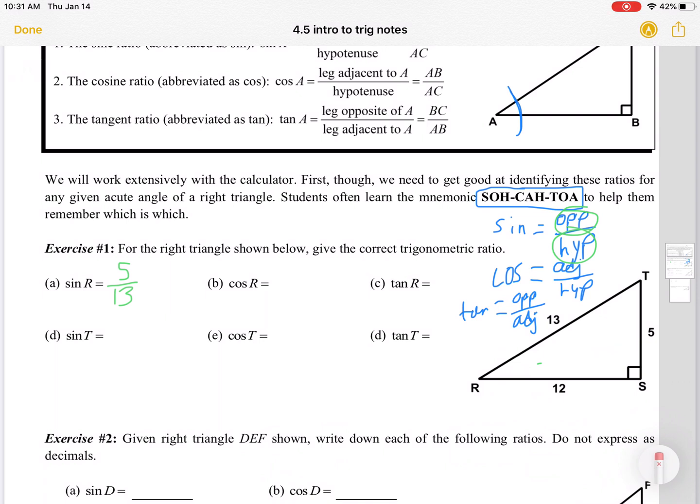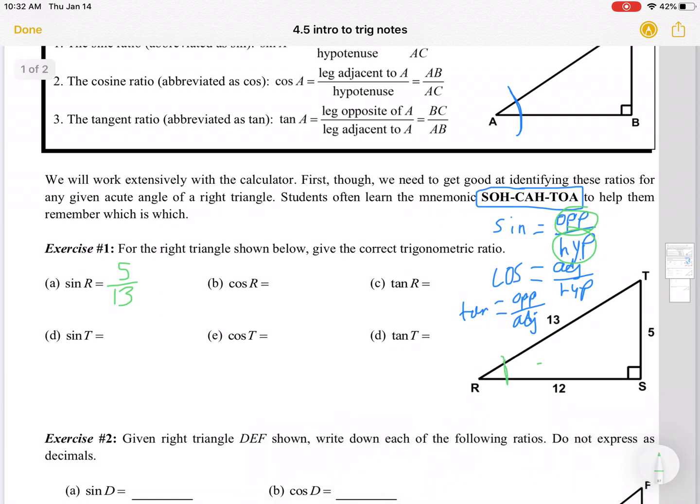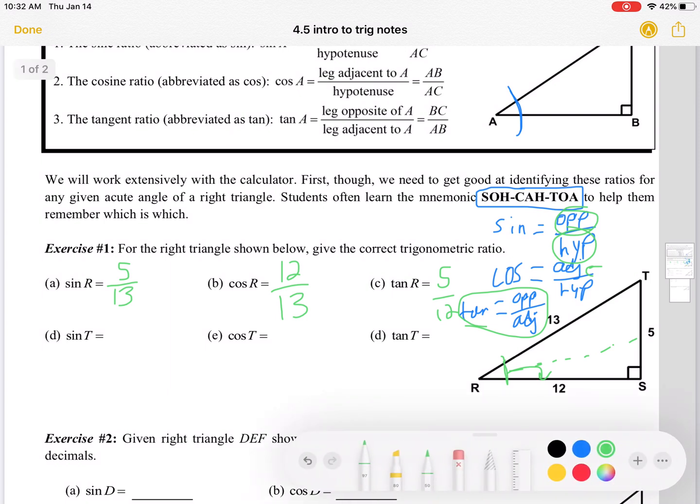Okay? Now cosine of R. Cosine of R is going to equal the adjacent side over the hypotenuse. So again, this is R. Cosine is adjacent over hypotenuse. The side adjacent to angle R is 12, right? It's not 13 because when we see adjacent, it implies that we're not talking about the hypotenuse. So the cosine of R is going to equal 12 over 13. And then tangent of R. Tangent equals opposite over adjacent. The side opposite angle R is 5, and the side adjacent to R is 12. So the tangent of R is going to equal 5 over 12.